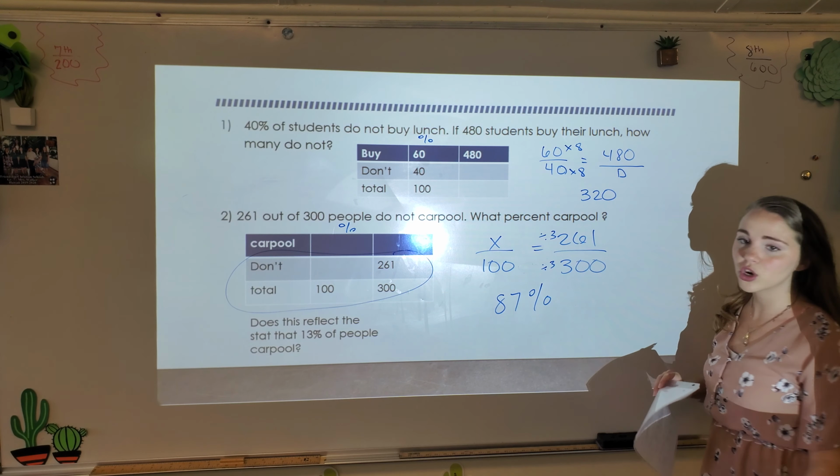Example three, the students have a spelling test with 40 words. You thought my tests were bad. Six of the words have four syllables. The rest have less than four. What percent have less than four?